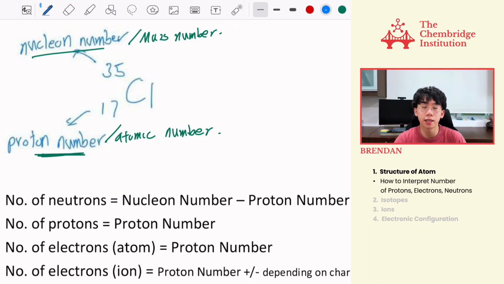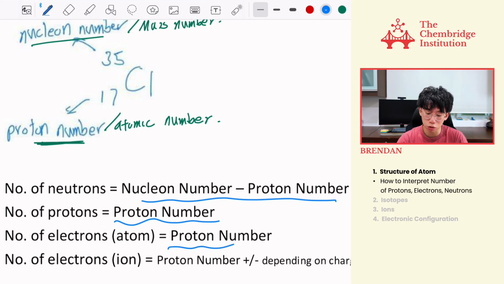Next, how do we calculate the numbers of each of the components of an atom? You can start with the number of neutrons. The number of neutrons is calculated by taking the nucleon number and subtracting the proton number from it. The number of protons is just the proton number, as dictated by the name itself. The number of electrons for an atom of the element is equal to the proton number.